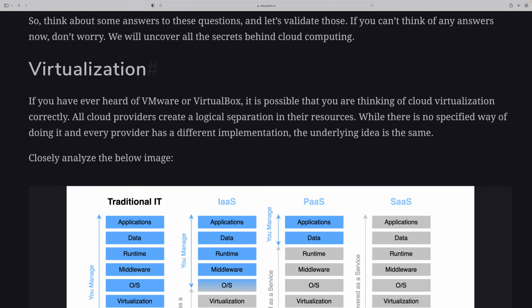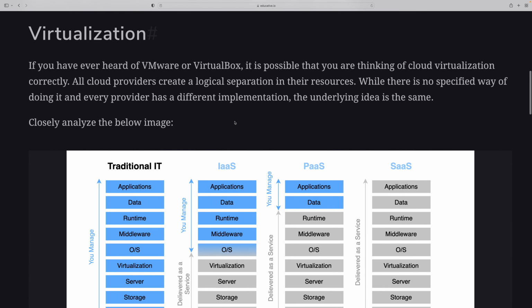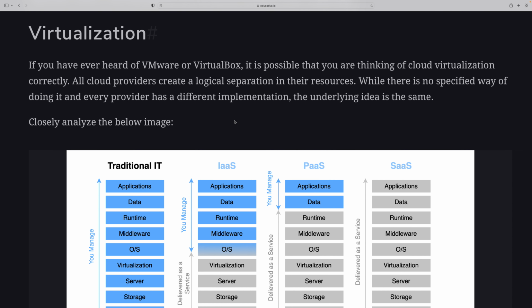So let's understand virtualization. If you have used VMware or VirtualBox, it's possible that you are thinking about cloud virtualization correctly. All cloud providers create logical separation of their resources. There is physical and logical. While there is no specific way of doing it, every provider has a different implementation. The understanding idea is the same.